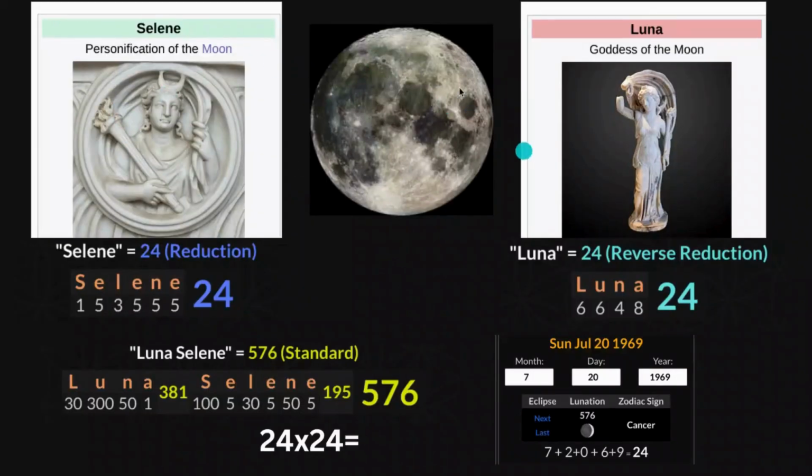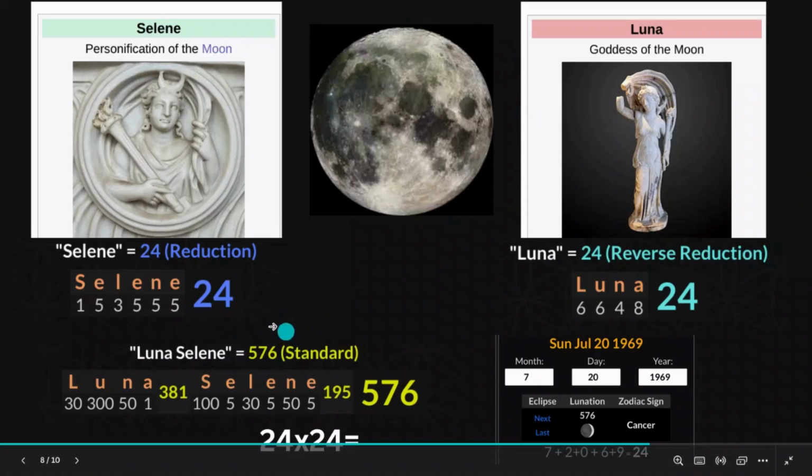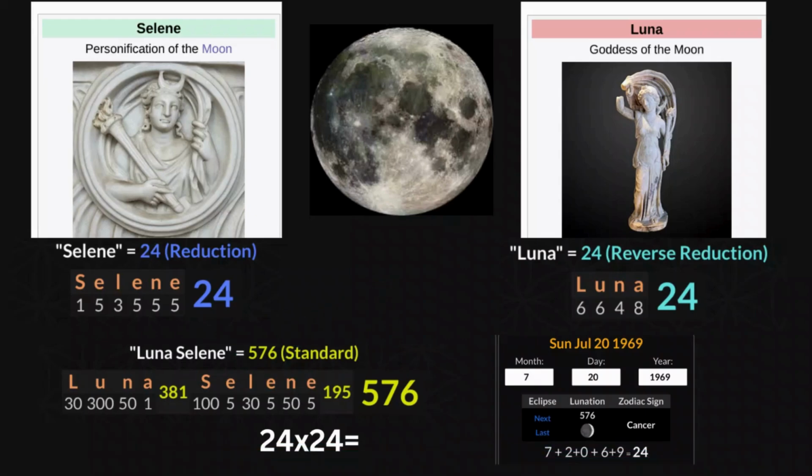Now, not only do they both equal 24, but if you use the standard Gematria cipher in English, very common Gematria cipher, and you type in the two goddesses' names together, you're going to get 576. And guys, remember, 576 is the lunation that the moon landing happened in. And 576 is 24 times 24.